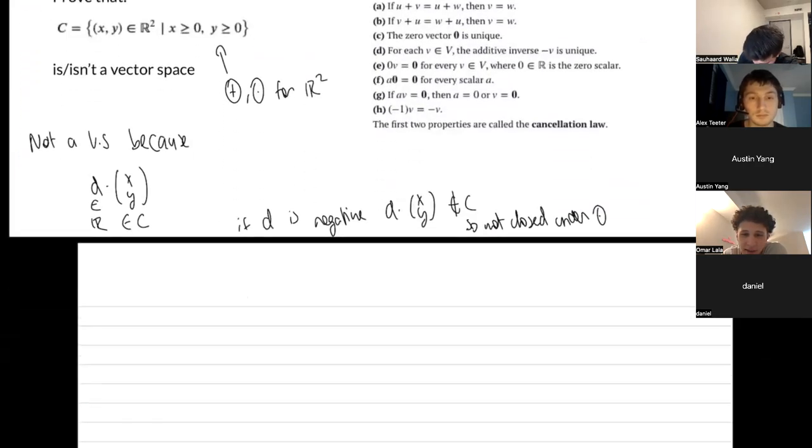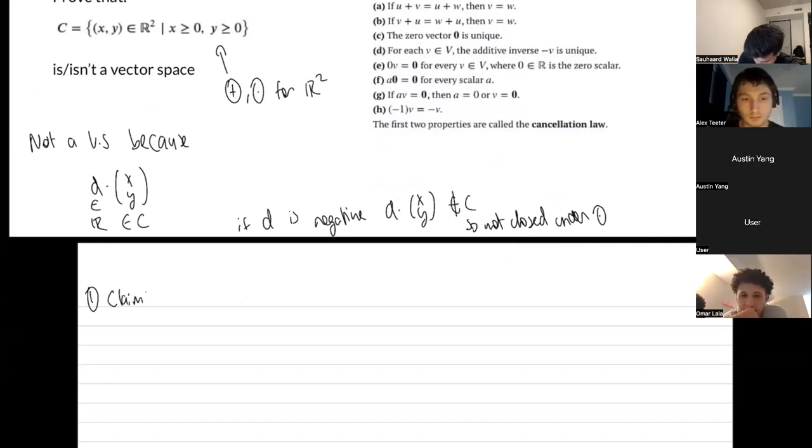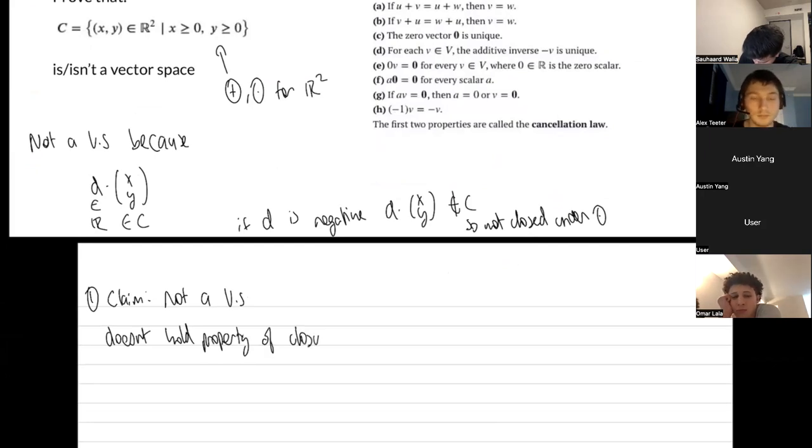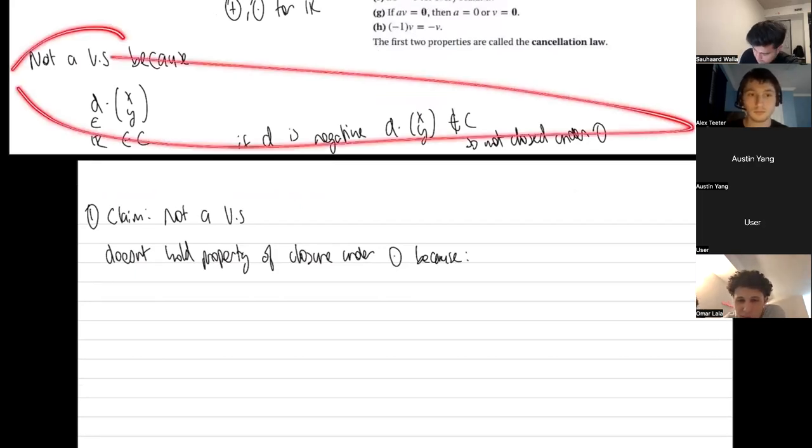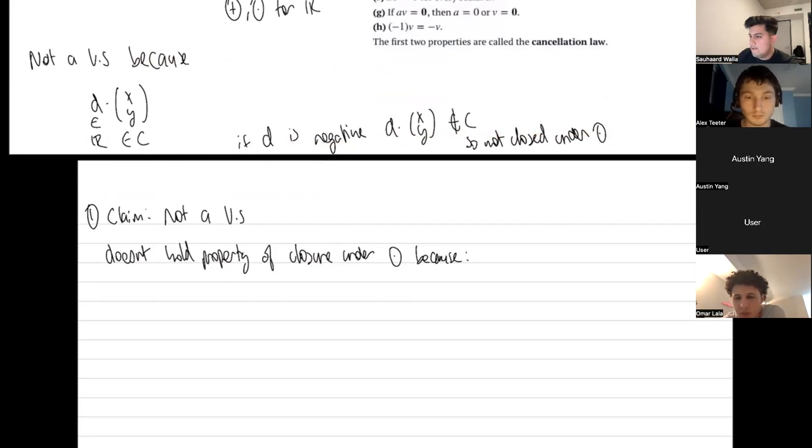I'll write it a little bit neater just for this question. I'll say a claim: not a vector space, and then I'll say it doesn't hold the property of closure under scalar multiplication, and then because, and then I'll show the stuff I wrote up over here. I'll just bring that down there. Does that make sense? I thought closure. Okay.